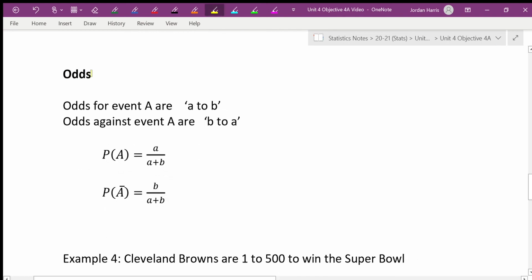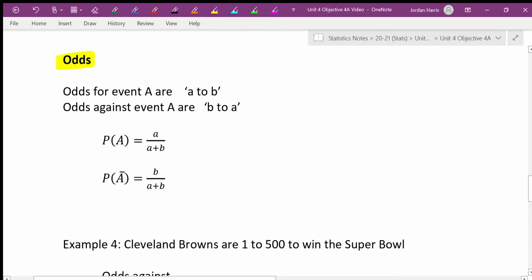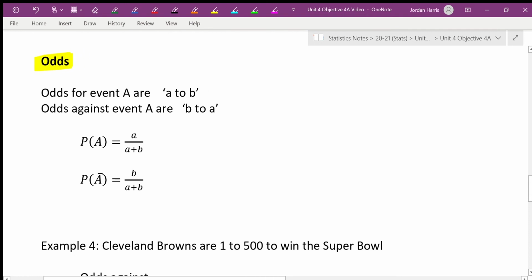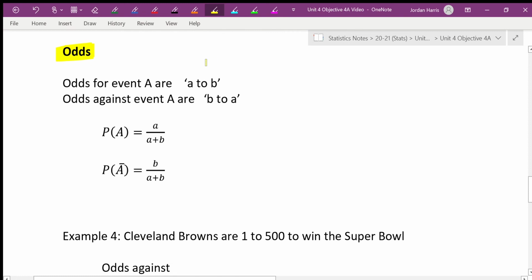Last, we're going to talk about odds. So the odds for an event. The odds for event A are A to B. Odds for, I'll use a different color just to clarify. Odds for A to B. Odds against is flipped, B to A.